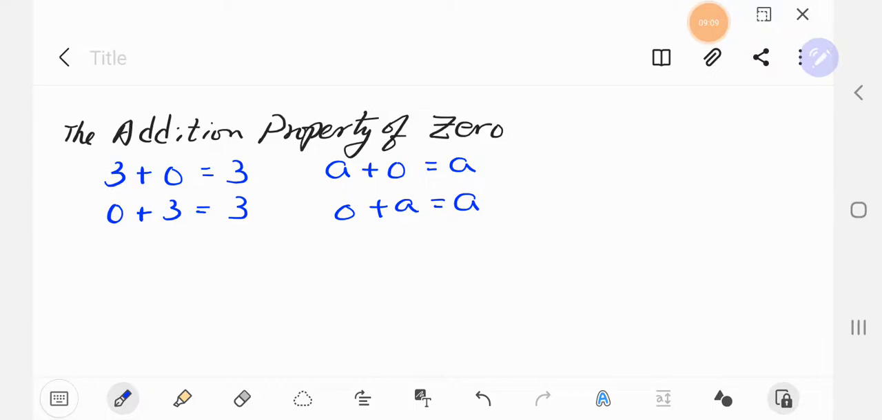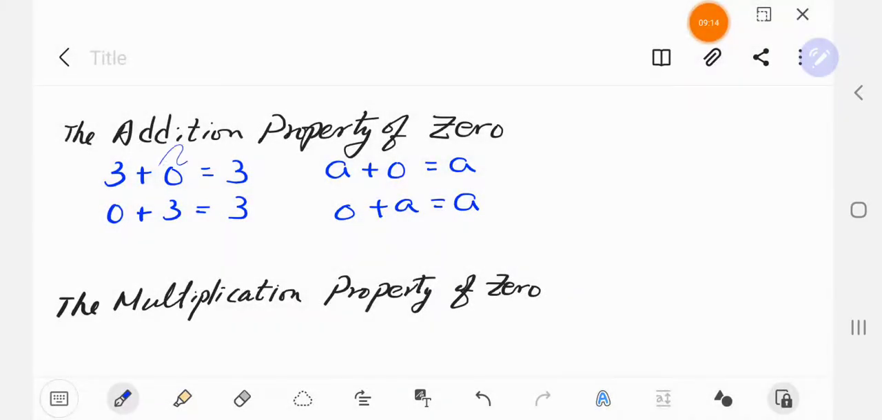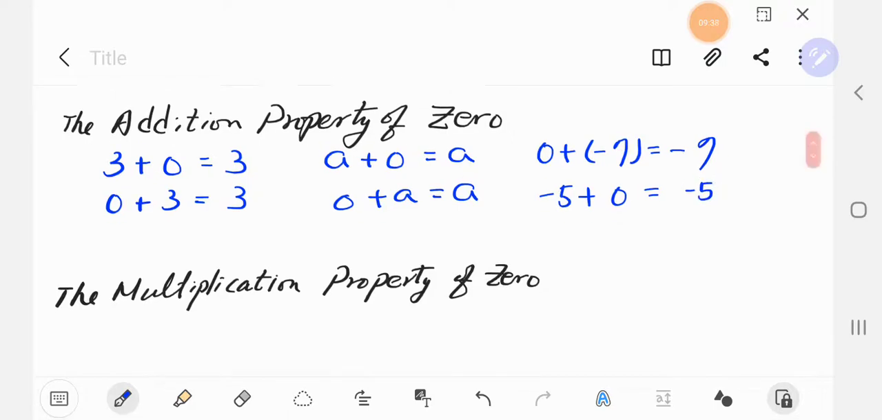Okay, let's consider the next property. For the addition property of 0, let's have some more examples. Here is the number 0 plus negative 7. Then the result will be negative 7. How about this? You have a negative number and then plus 0. Then this one is the same as negative 5, right?